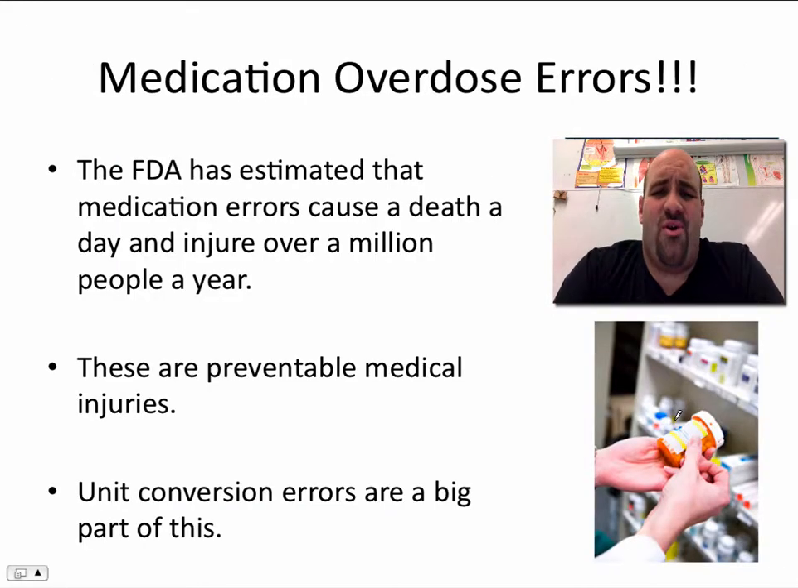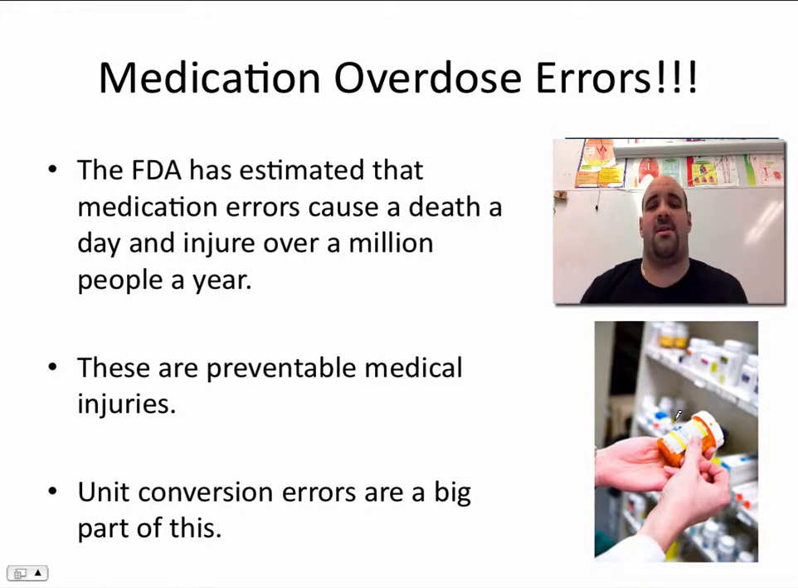And medication overdose errors, these are absolutely huge. The FDA has estimated that medication errors cause a death a day and injure over 1 million people a year. That is just alarming. It's insane. These are preventable injuries. There was another study that showed 2 out of 100 people get dosage information mixed up in the hospital. Out of every 100 people that visit, 2 of them are given incorrect dosages. And unit conversion errors are a big part of this. People are dying. People are getting sick due to unit conversion errors. These are preventable, simple mathematics.